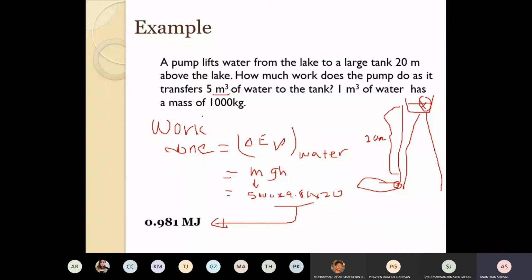What is the concept we believe? The work done by the pump equals the gain in potential energy of the water here. We are assuming the water does not gain kinetic energy, only potential energy. That means it just moves with a constant speed, so no gain in kinetic. So we conclude the work done by the pump equals the gain in potential energy. Then we can find the answer.